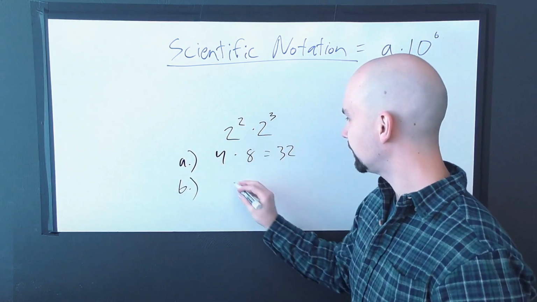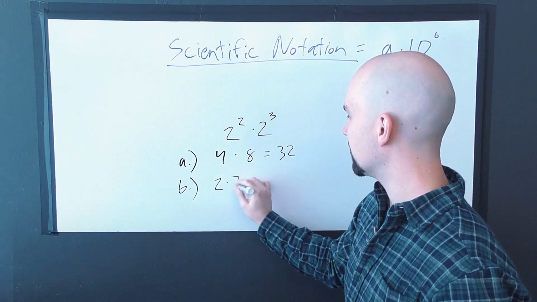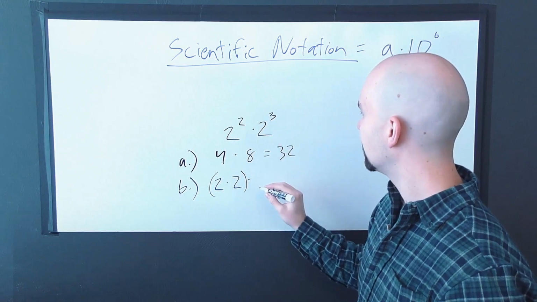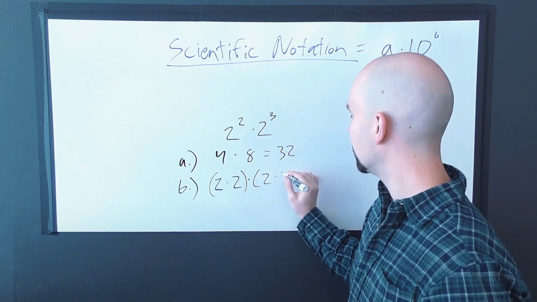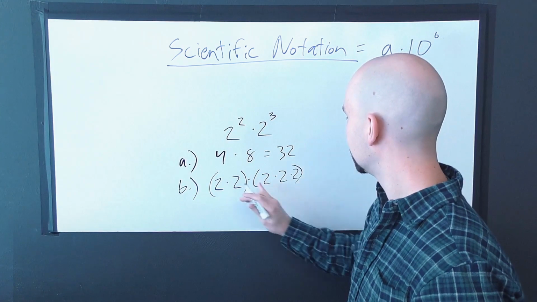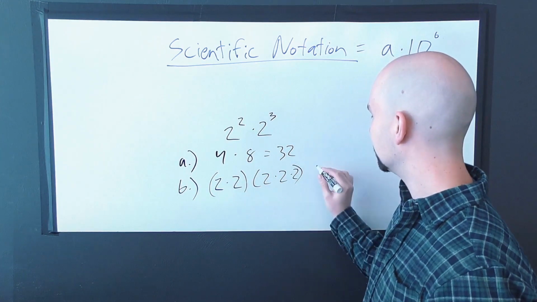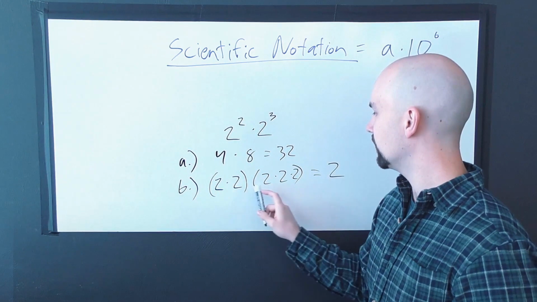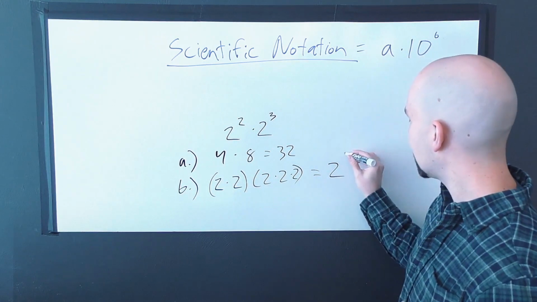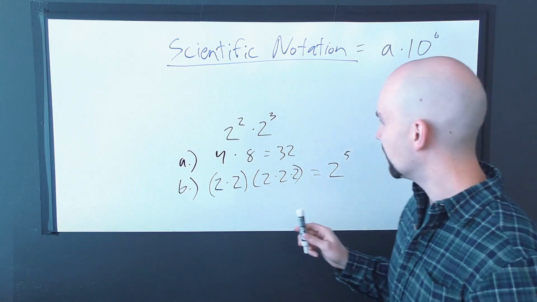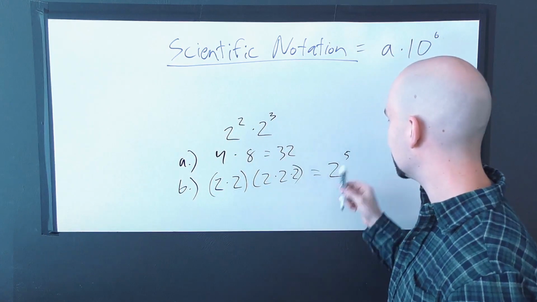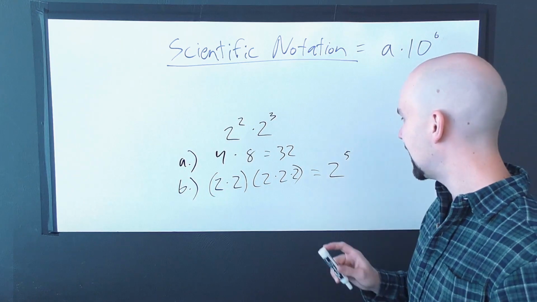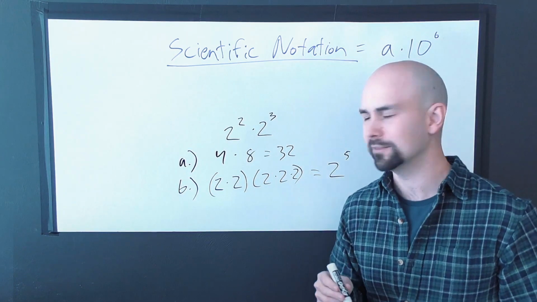I could say 2 squared, what is that? That's 2 times 2, right? Times, what's 2 cubed? That'll be 2 times 2 times 2. So that's the same thing as saying 2 times itself 1, 2, 3, 4, 5. So it's actually the same as 2 to the power of 5. So if I were to multiply 2 squared times 2 cubed, it's the same as 2 to the power of 5.